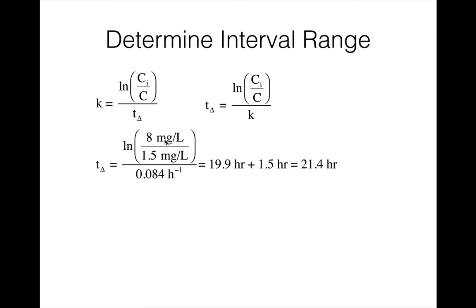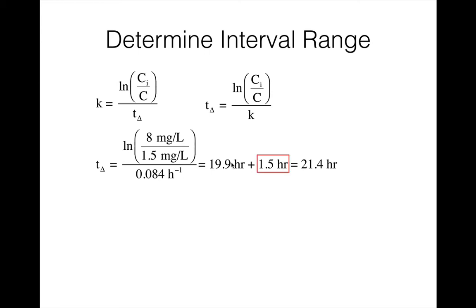So let's solve for the first one. We want to figure out the range. The peak is desired as 8 milligrams per liter, and the highest possible trough is 1.5 milligrams per liter. If we divide that by K, it gives us an answer of 19.9 hours to go from 8 to 1.5 with a K of 0.084.